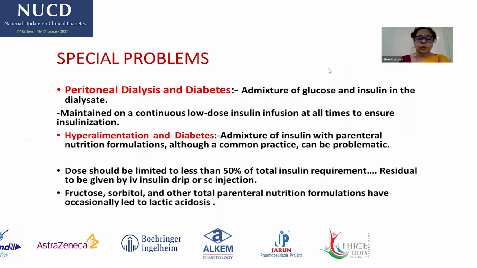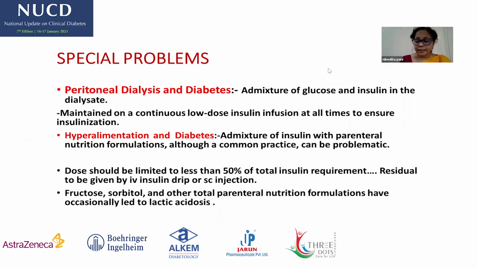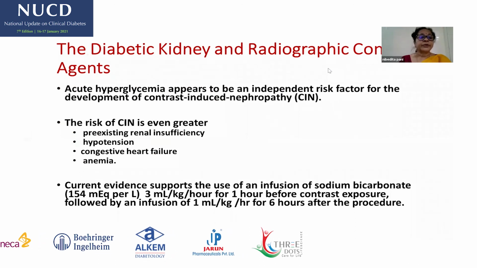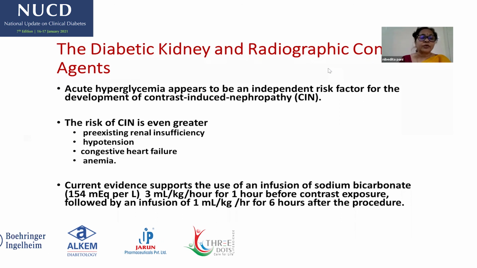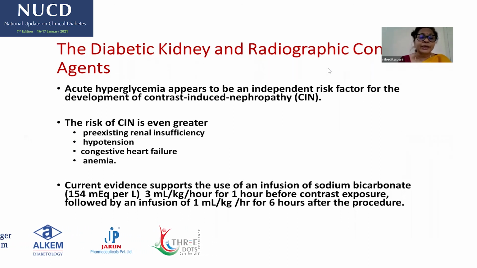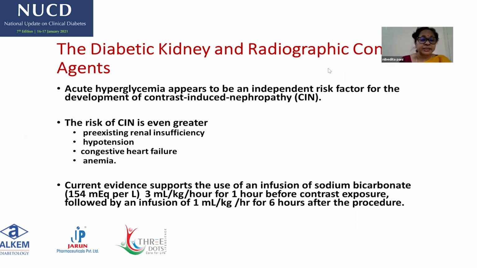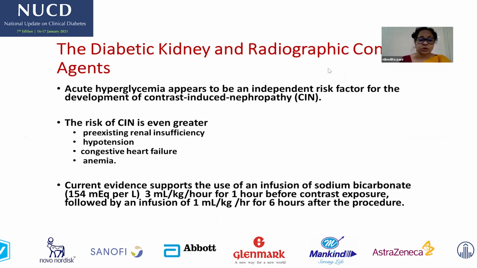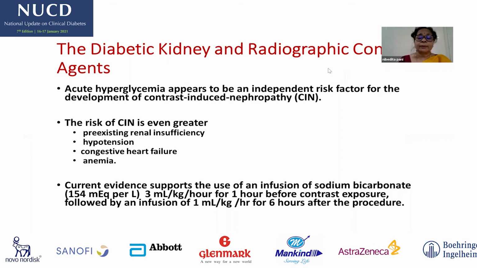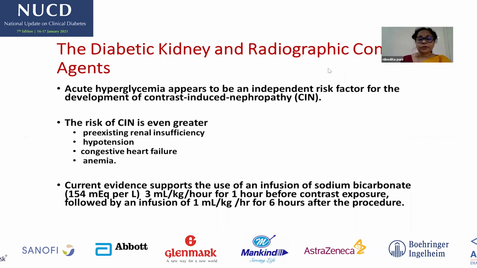Fructose, sorbitol, and other total parenteral nutrition formulations have occasionally led to lactic acidosis. And in the diabetic kidney, acute hyperglycemia appears to be an independent risk factor for the development of contrast-induced nephropathy. The risks of CIN are pre-existing renal insufficiency, hypotension, congestive heart failure, and anemia. Currently, evidence supports the use of an infusion of sodium bicarbonate 154 milliequivalents per liter, 3 ml per kg per hour for 1 hour before the contrast exposure, followed by an infusion of 1 ml per kg per hour for 6 hours after the procedure.